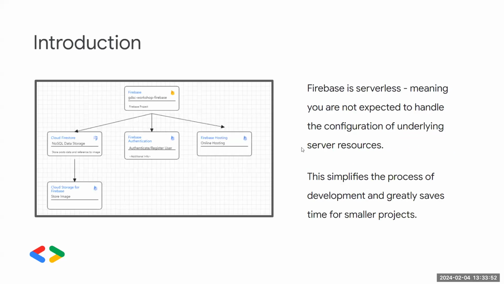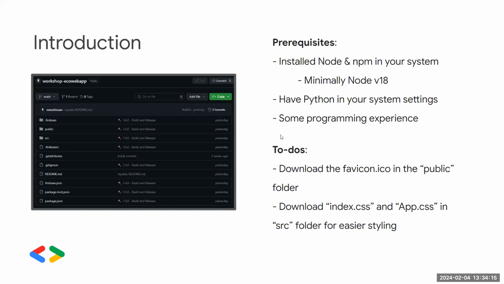So why we use Firebase is because it is serverless, which means that you don't have to handle too many things under the hood, and you only have to handle the important things, which actually saves you a lot of time. And this is good for smaller projects because they do not need too much configuration on the server resources and the virtual machines, all that, because they'll be handled for you by the Firebase and the Google resources.